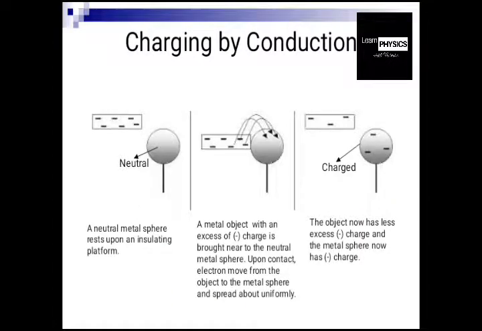Charging by conduction involves the contact of a charged object to a neutral object. Suppose that a neutral metal sphere rests upon an insulating platform. An object with an excess of negative charge is brought near to the neutral metal sphere. Upon contact, electrons move from the object to the metal sphere and spread about uniformly. The object now has less excess negative charge, and the metal sphere now has an excess of negative charge.